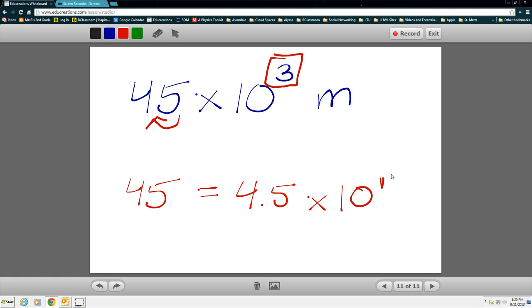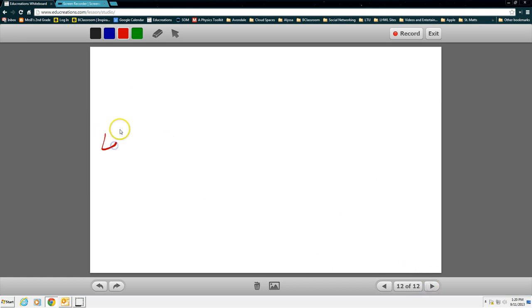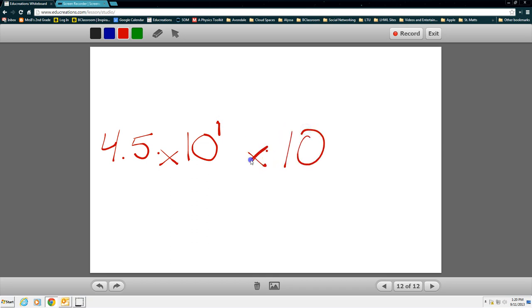Okay? What I'm going to do then is I'm going to take this and I'm going to substitute it back in here for 45. And this is what I end up with. Okay? I end up with something like this. 4.5 times 10 to the first. All right? That's my 45. Times 10 to the third, because that was my original exponent, meters.